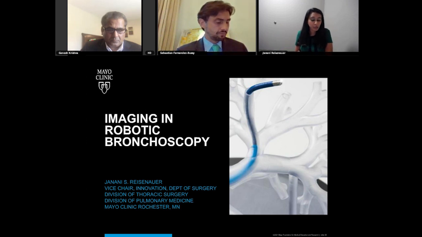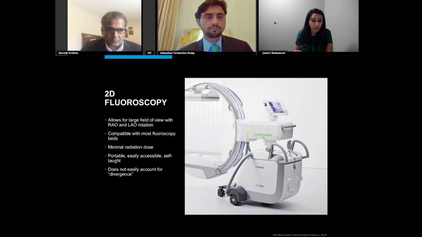So I'm going to talk a little bit about imaging in robotic bronchoscopy. I'll start with the 2D fluoroscopy, or what most of us might call the standard C-arm. This allows for a large field of view with RAO and LAO rotation, so you can have slightly oblique views. It's compatible with most fluoroscopy beds. It's minimal radiation dose, portable, easily accessible, and virtually self-taught.